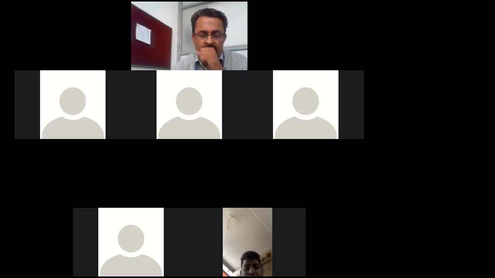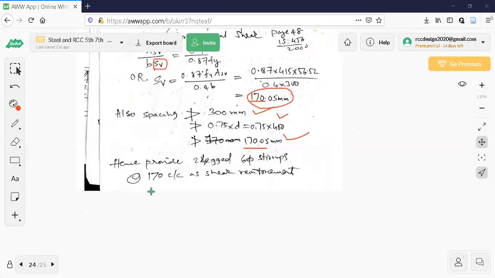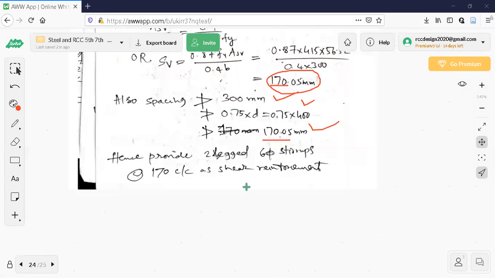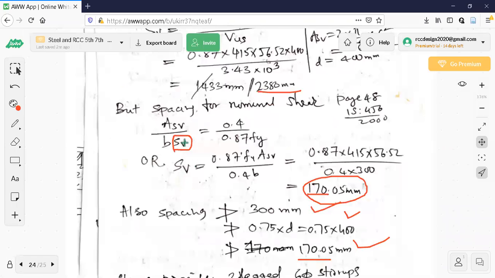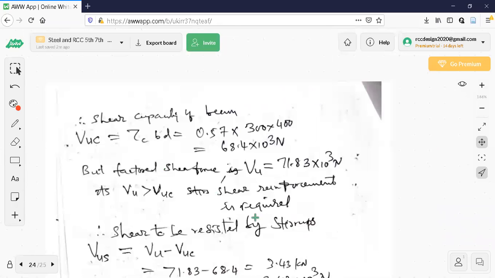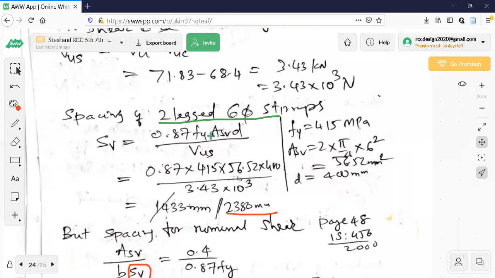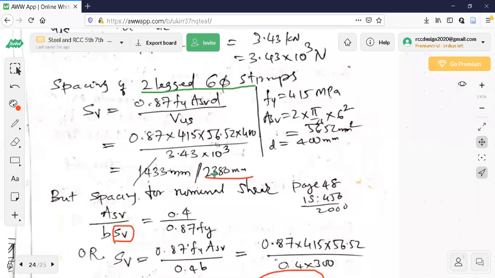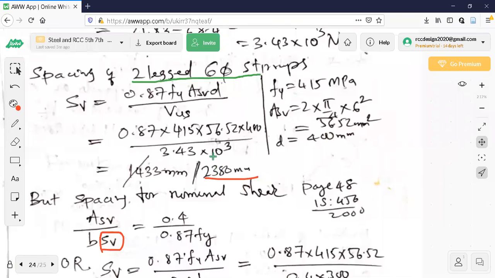One second. I'll go back. You just check it. Which number? Which shear? Which step? Which step? Step R. No. In shear or in bending moment? Shear, sir. Shear, no? Okay. This page, same page, no? Same page? Yes, sir.